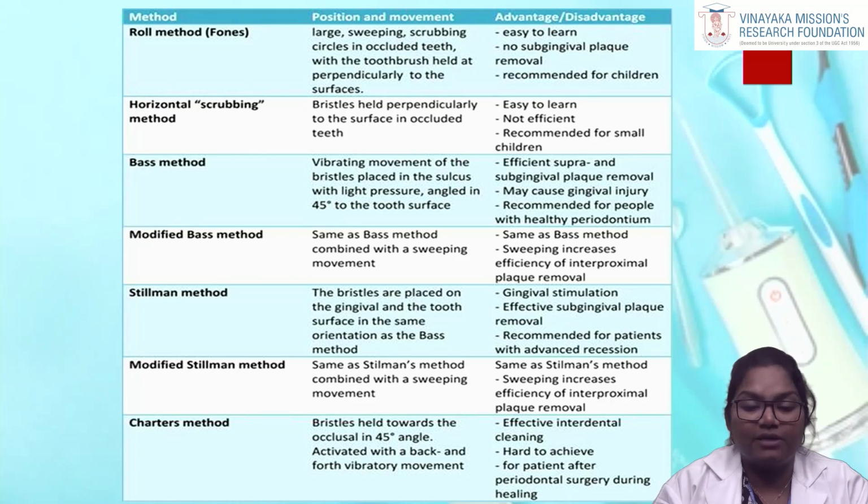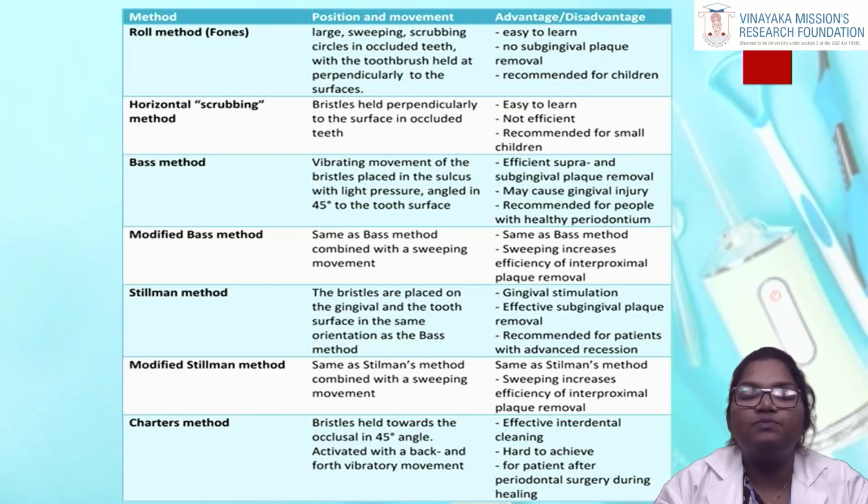Moving on to the Bass method. The Bass method is a vibrating movement of the bristles placed in the sulcus with a light pressure, angled at 45 degrees to the tooth surfaces. It is efficient in supra and subgingival plaque removal. It can cause gingival injury when misused, and it is recommended for people with a healthy periodontium.